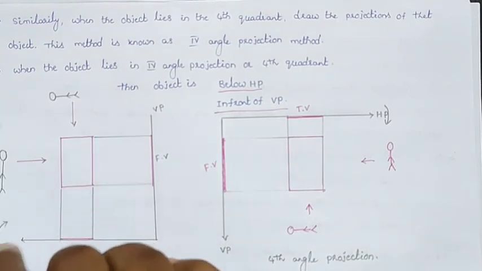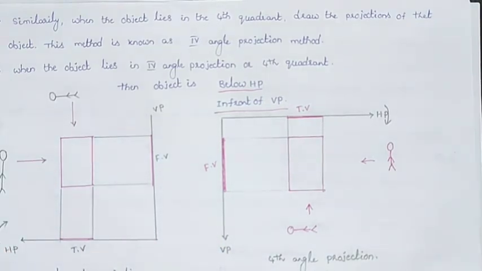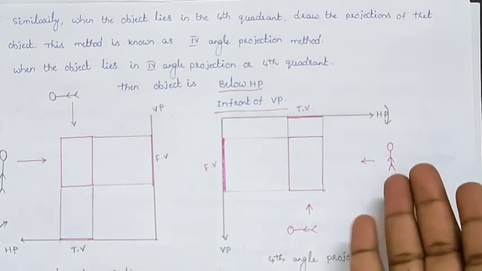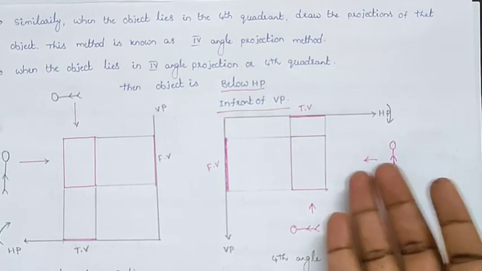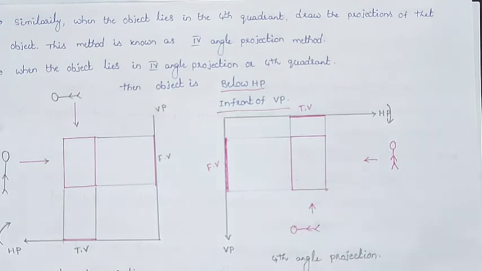Whenever the horizontal plane rotates 90 degrees clockwise, both the horizontal and vertical plane views will be obtained on one line. Similarly in the fourth angle projection method also, the observer can see the object from this direction. This is the front view direction and this is the top view direction, and we obtain the front view on the vertical plane and the top view on the horizontal plane, like that.